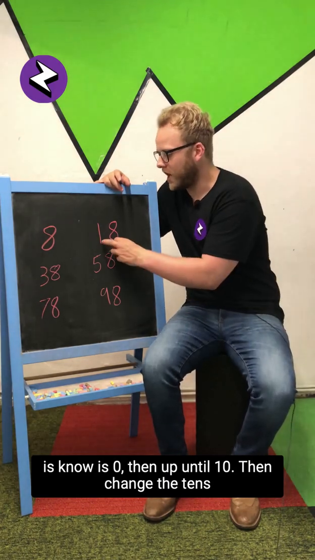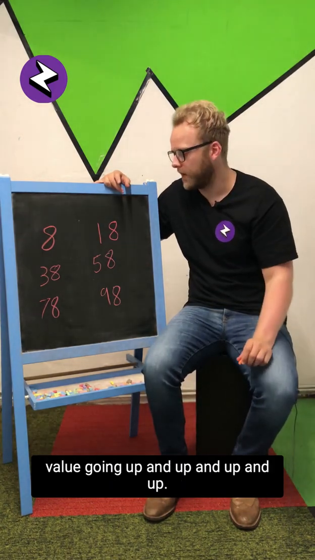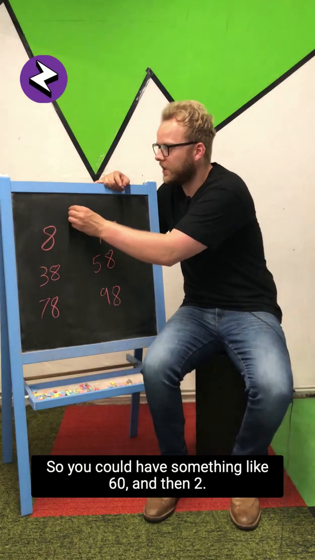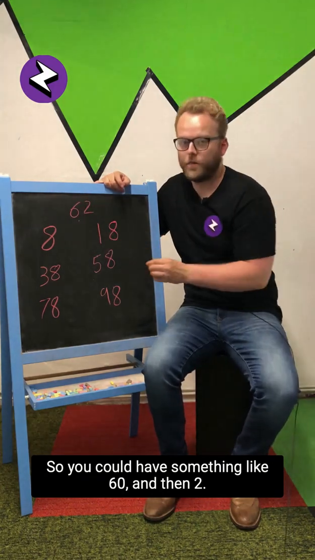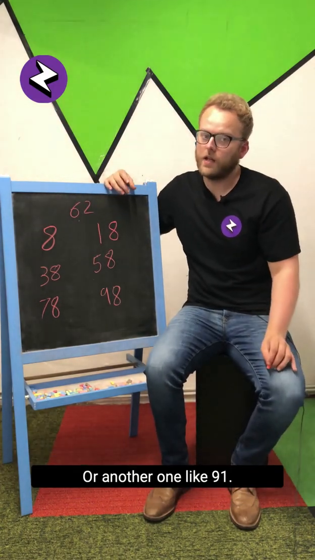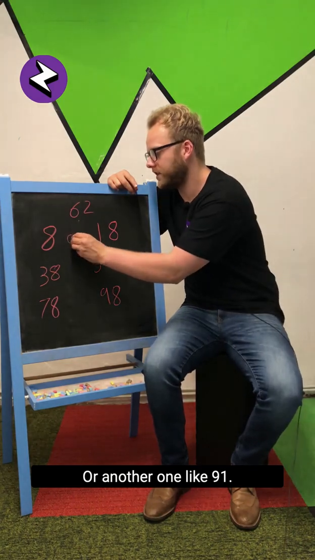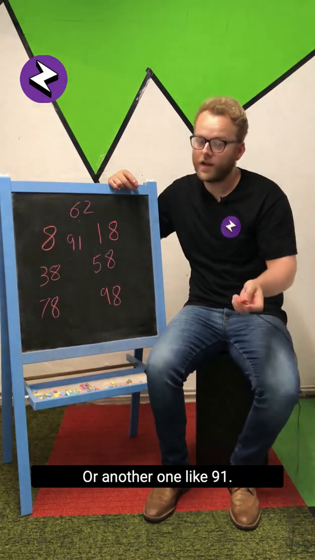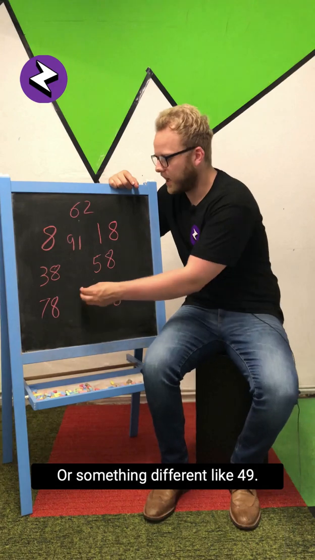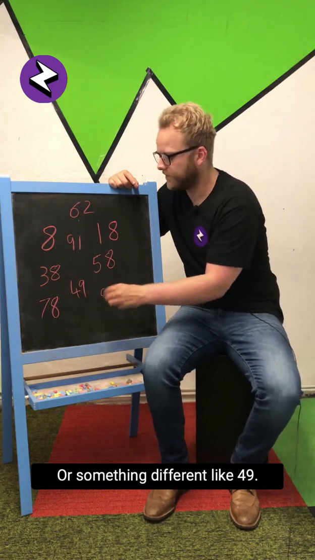And then all you've got to do is change this tens value, going up and up. So you could have something like 60 and then 2, and that would be a great number like that. Or another one like 91. And the final one, something different like 49, okay?